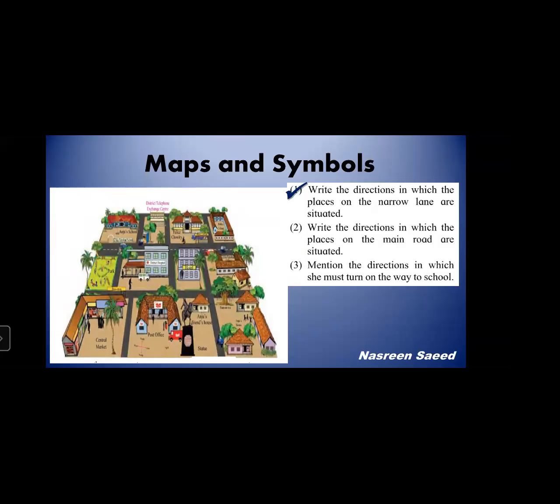Now to write the direction, we have to follow the compass rose. Can you see the compass rose? Yes. Based on the compass rose, we have to see which direction it is pointing. Yes, it is pointing east-west. So what is the direction in which the places on the narrow lane are situated? It is east-west.